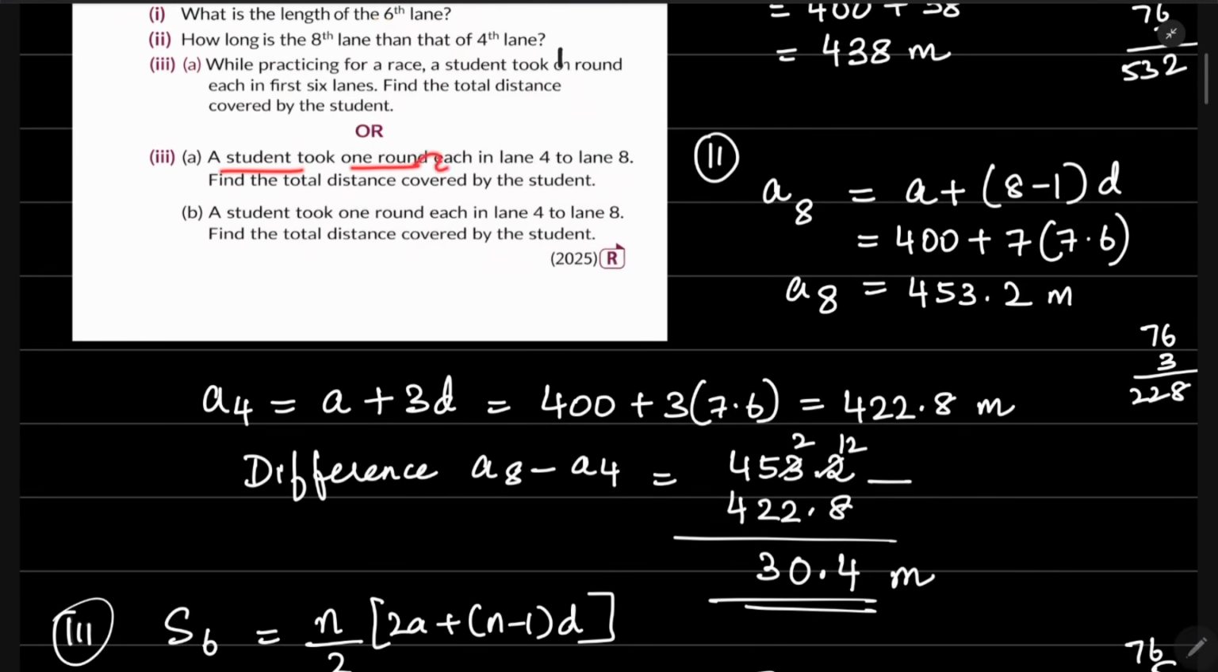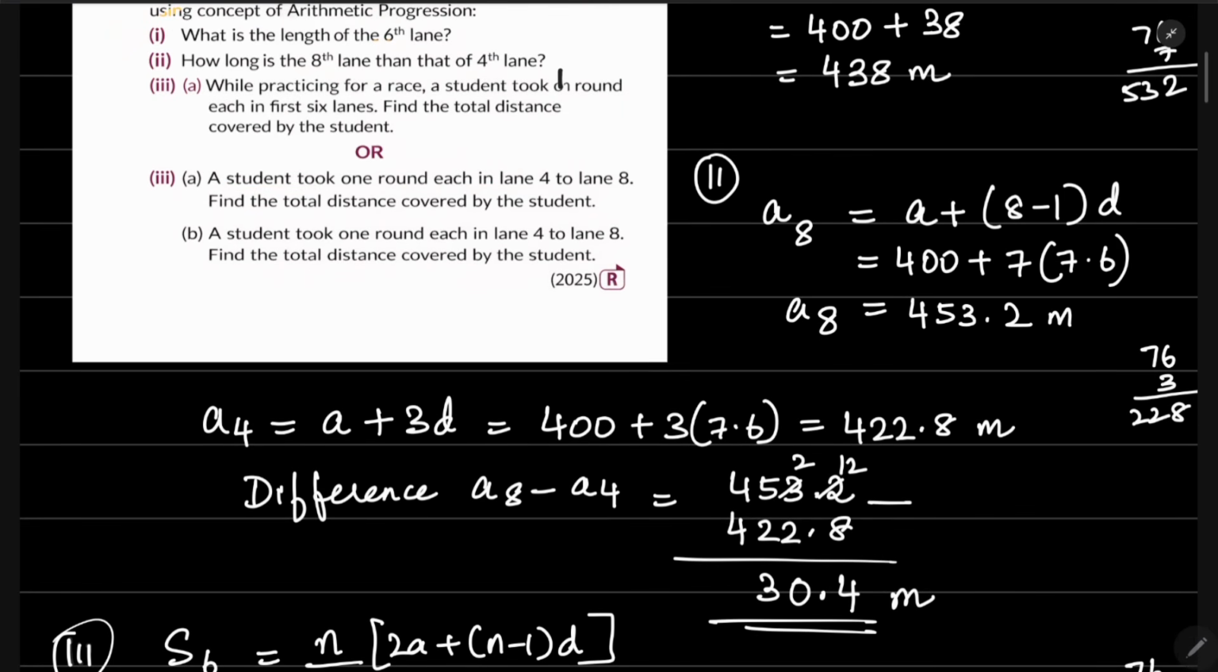A student took 1 round each in lane 4 to lane 8. Find the total distance covered by the student. This is the same question, so just ignore it. Okay, so a student took 1 round each in lane 4 to 8. So what does that mean?